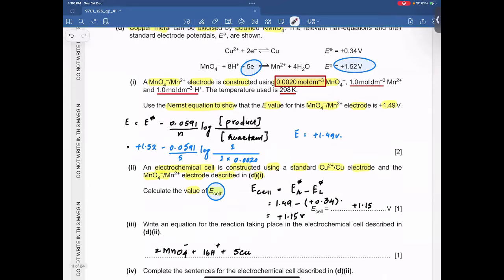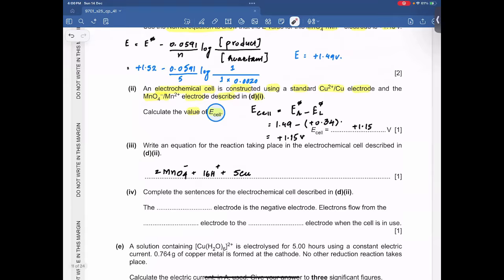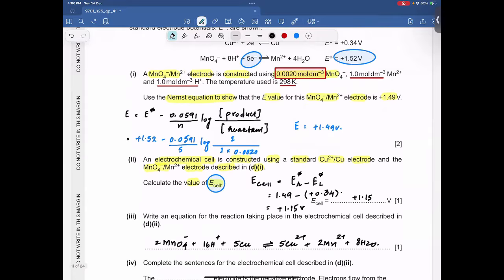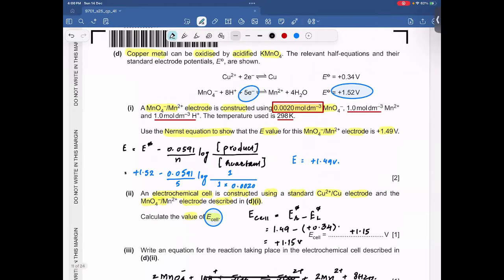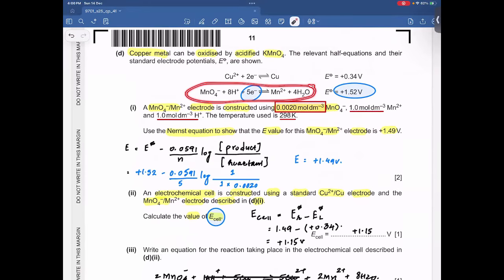Okay. Arrow. Oh my goodness, we need to remember such things. It's going to be 5 Cu2 plus, 2 Mn2 plus, 8 H2O. So let me tell you one more time. This half cell has a more positive SEP value. So we need to write this half cell as it is in the reduction form. In order to write in the oxidation form, we need to flip this equation.